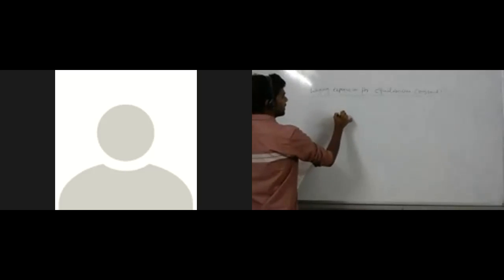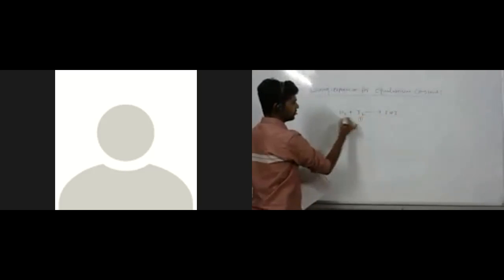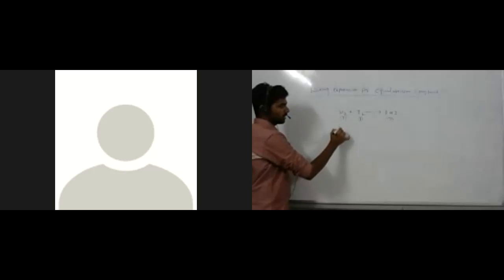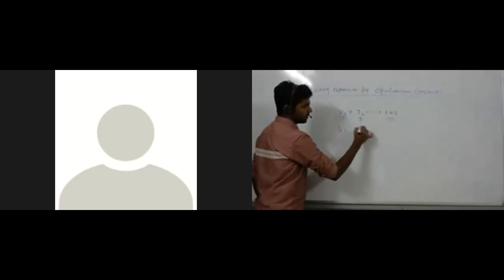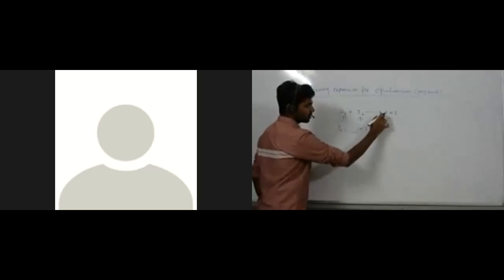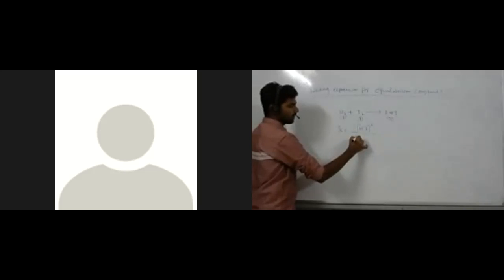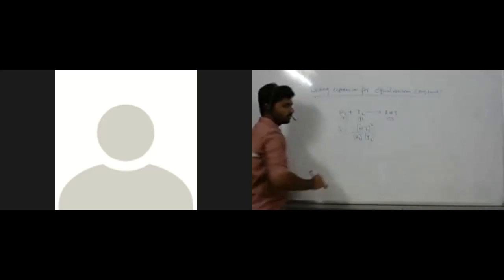Here, for example, H2 plus I2 gives rise to HI. Now the equilibrium constant K is equal to the active mass of hydrogen iodide squared. Since 2 is there, that's what you have to keep as the square, and divided by the active mass of hydrogen into the active mass of iodine. That's all. Another example.